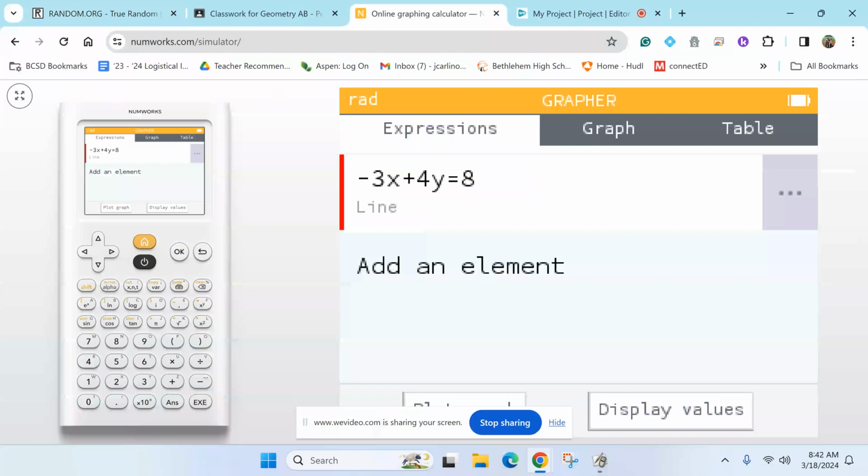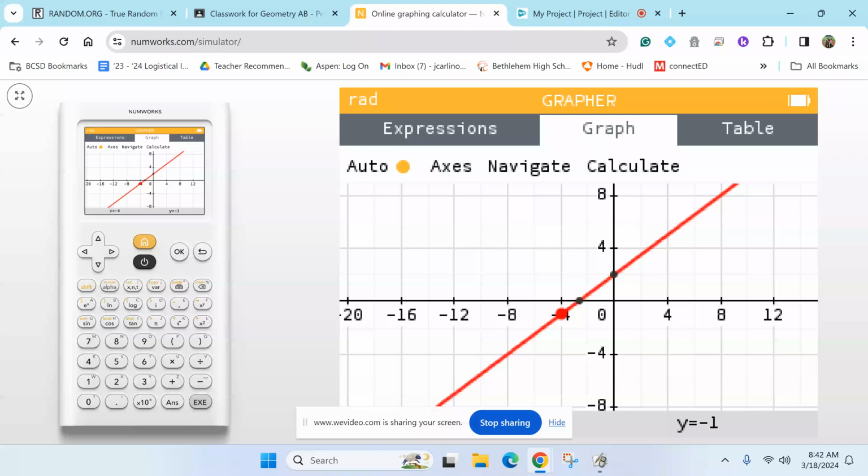There's a couple different ways we could figure out if 0, 0 is on this line. We could go to the table and see if 0, 0 is on there, or we could just graph the darn thing, right? So I graph it. Is 0, 0 on there? No. Okay, so I know it's not going to stay the same line, but at least I know now it's going to be parallel to this line.